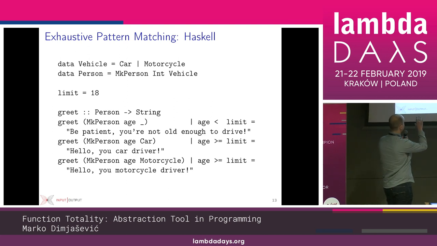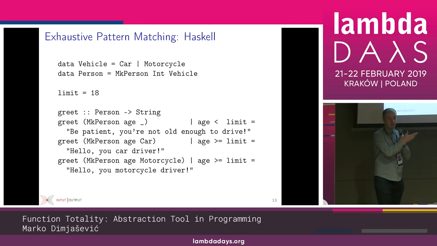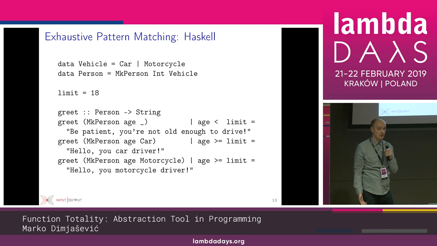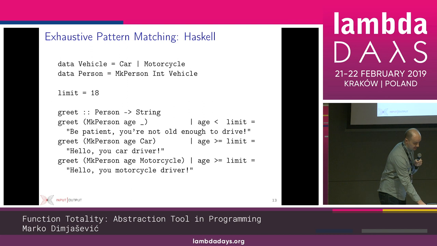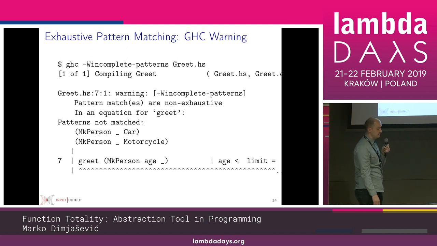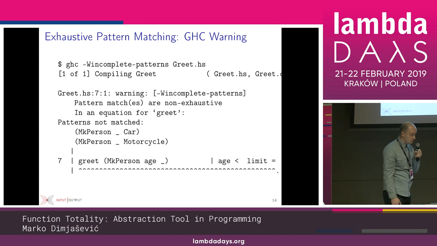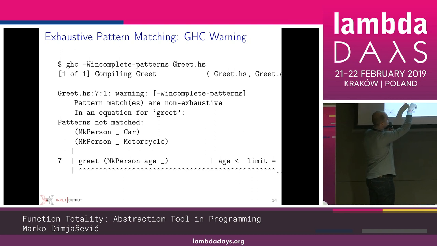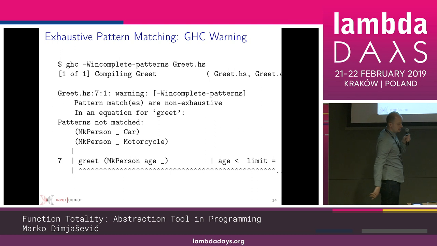And if you look at this implementation, you would say, well, we covered all cases, right? And it would be really nice if our compiler could check this for us. So let's see what happens. A de facto standard compiler for Haskell is the Glasgow Haskell Compiler. And if we ask it to check if this covers all cases, it says it doesn't, which is really strange. So why did it say that? It says it hasn't covered these patterns, regardless of the age, when the person has a car, and the second one when it has a motorcycle.